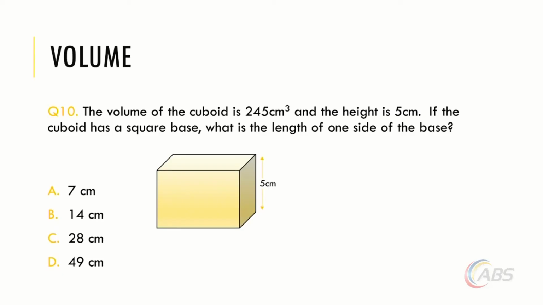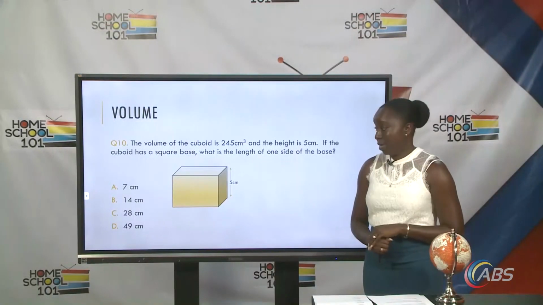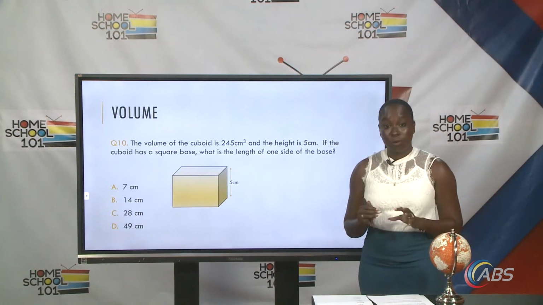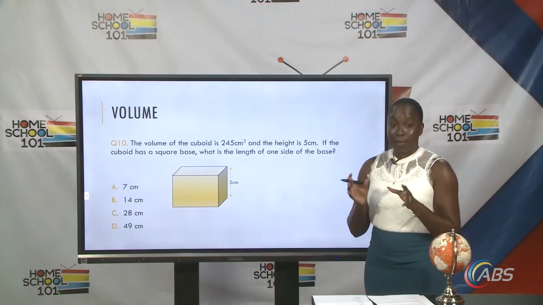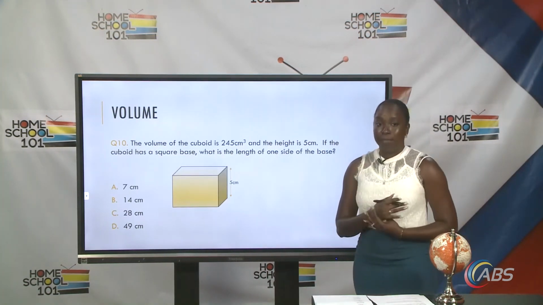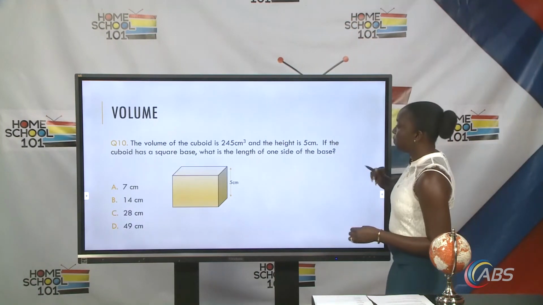Okay? Question 10. The volume of a cuboid is 245 centimeters cubed, and the height is 5 centimeters. If the cuboid has a square base, what is the length of one side of the base? So we have some cuboid, but this cuboid was created out of a square. Remember, when you think square, we're talking about same sides, equal sides, okay? So we want to know what is the length of one side of the base, which is of the square.